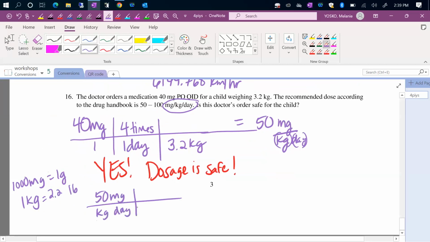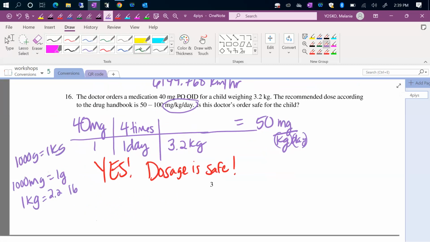So what do I do here? You want to put the grams to kilograms above it. So 1,000 grams is a kilogram. I'm going to put it over here so y'all can see, because I can't write any lower on my screen.